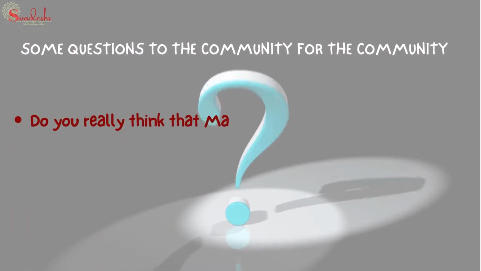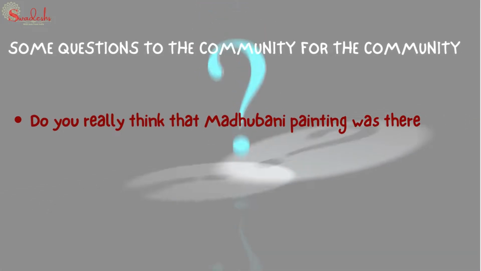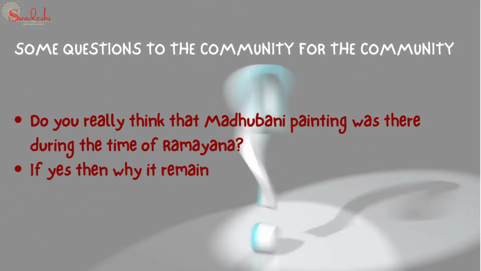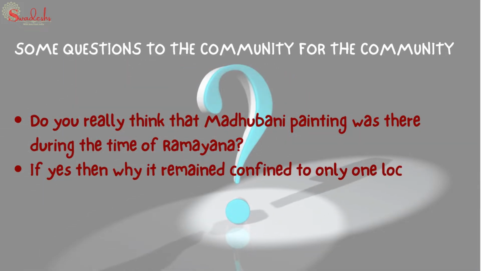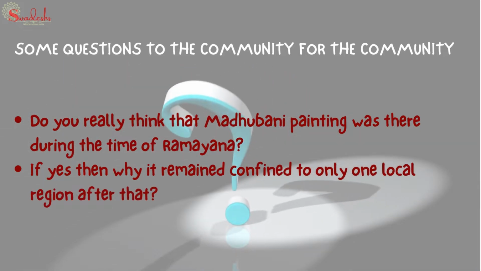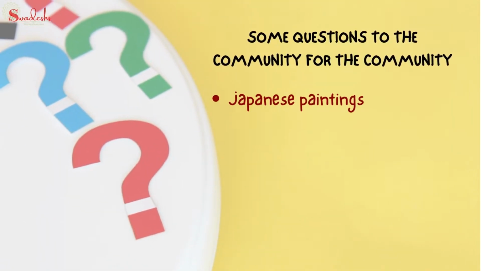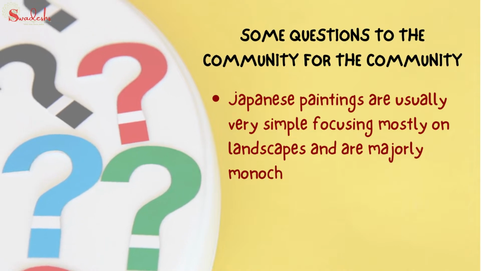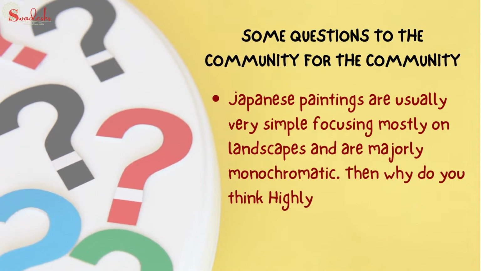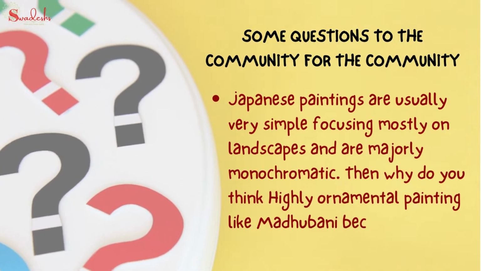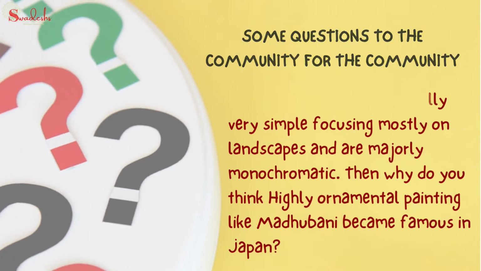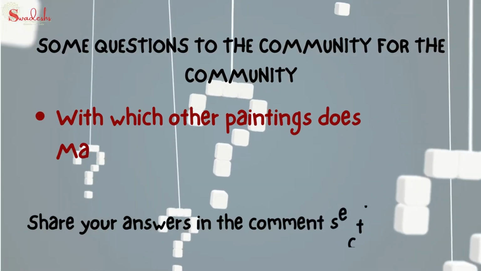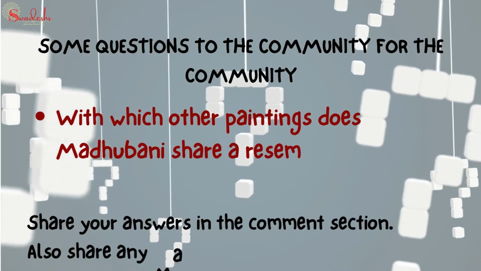Some questions to the community, for the community. Do you really think that Madhubani painting was there during the time of Ramayana? If yes, then why did it remain confined to only one local region after that? Japanese paintings are usually very simple, focusing mostly on landscapes and are majorly monochromatic. Then why do you think highly ornamental painting like Madhubani became famous in Japan? With which other paintings does Madhubani share a resemblance, considering its signs and symbols?